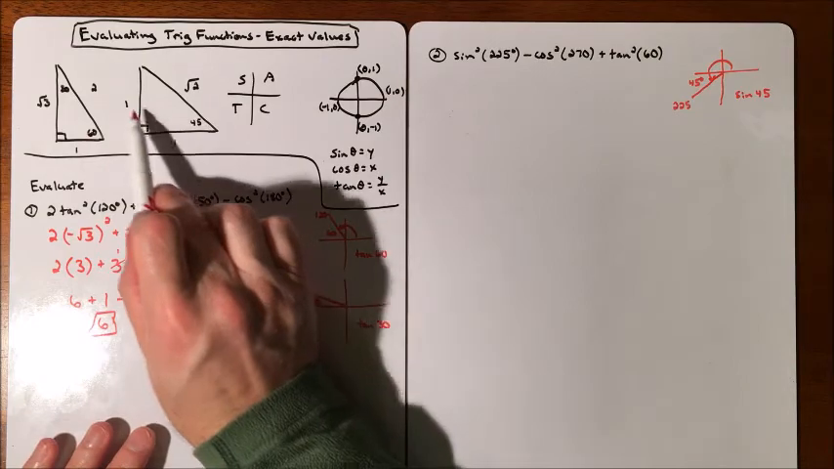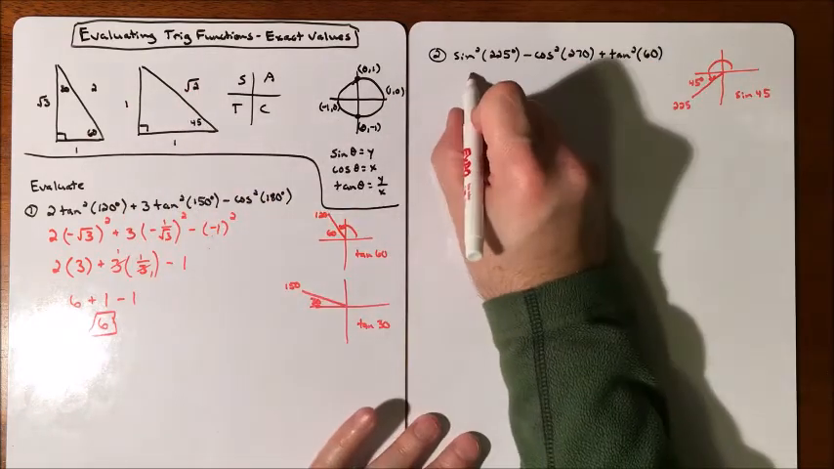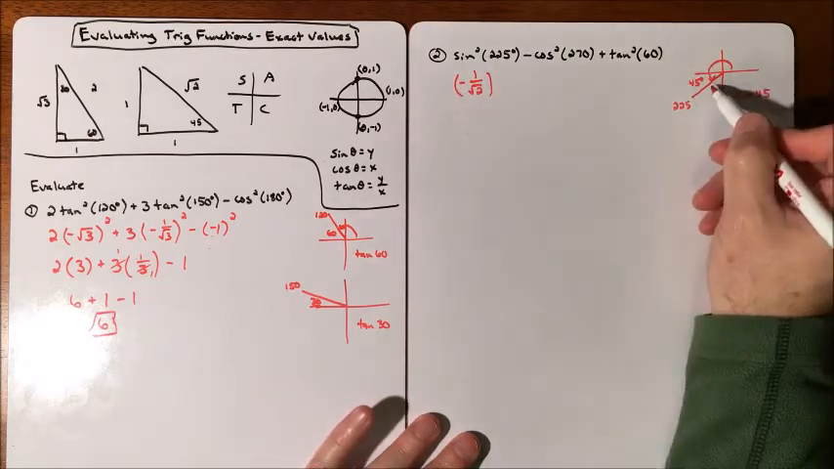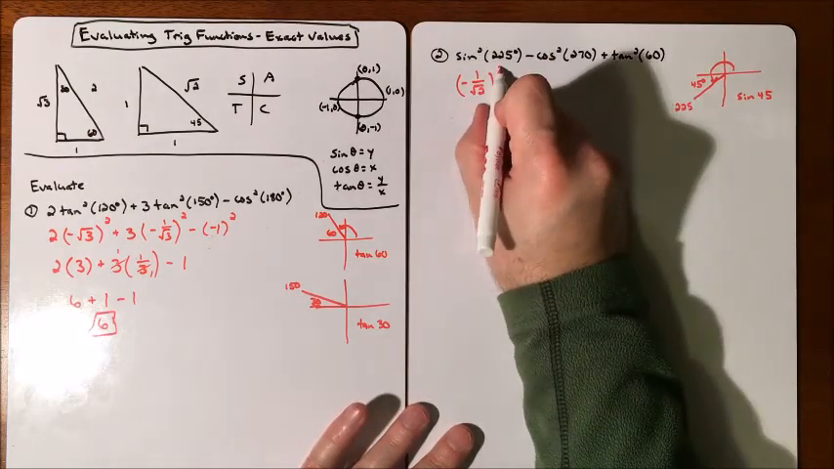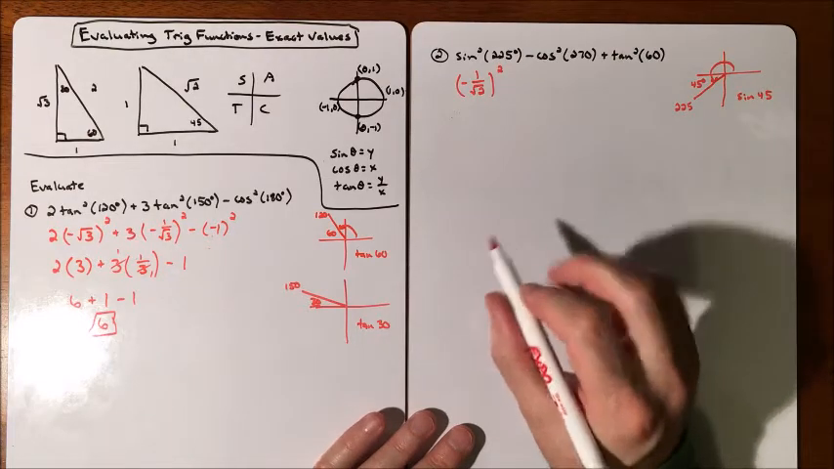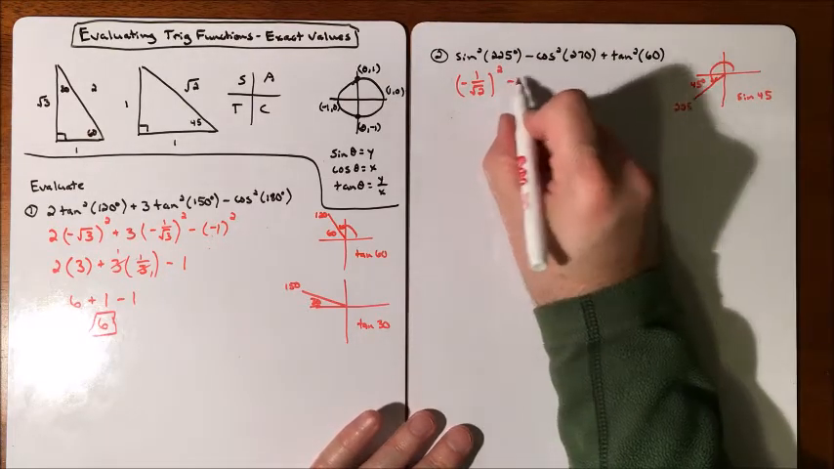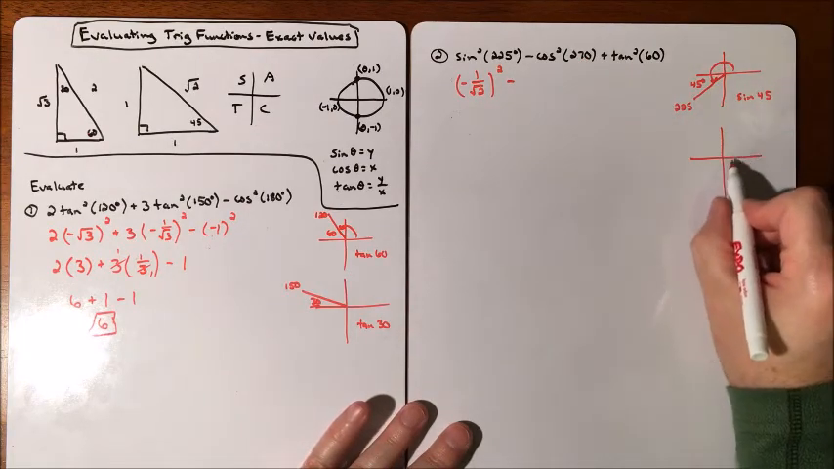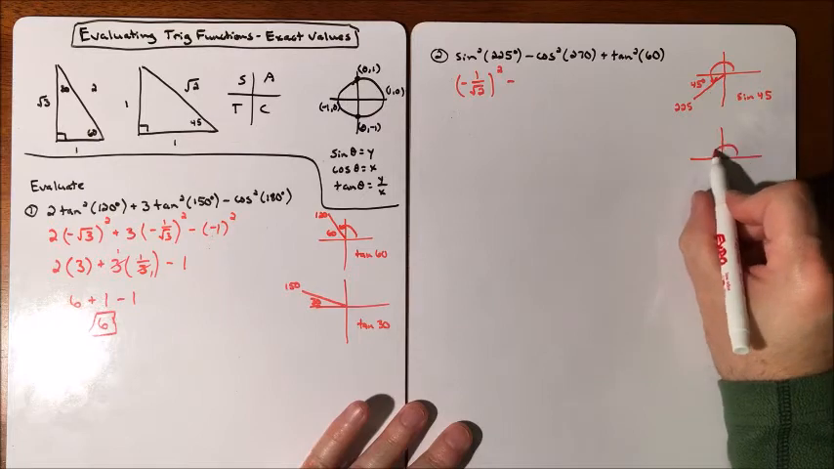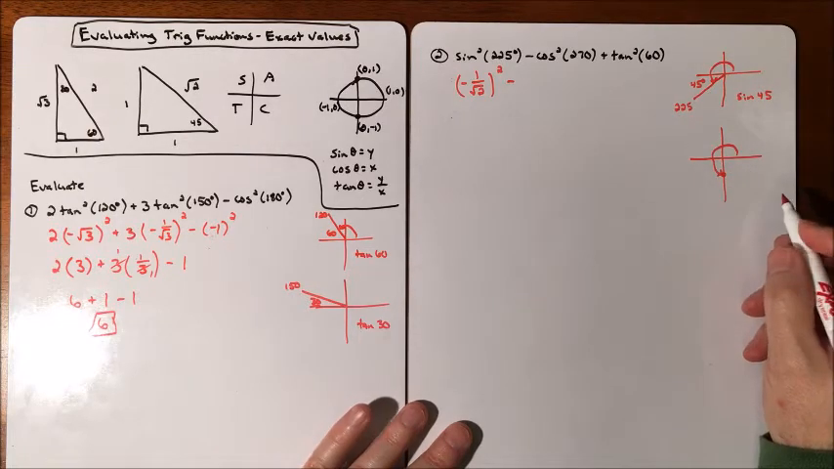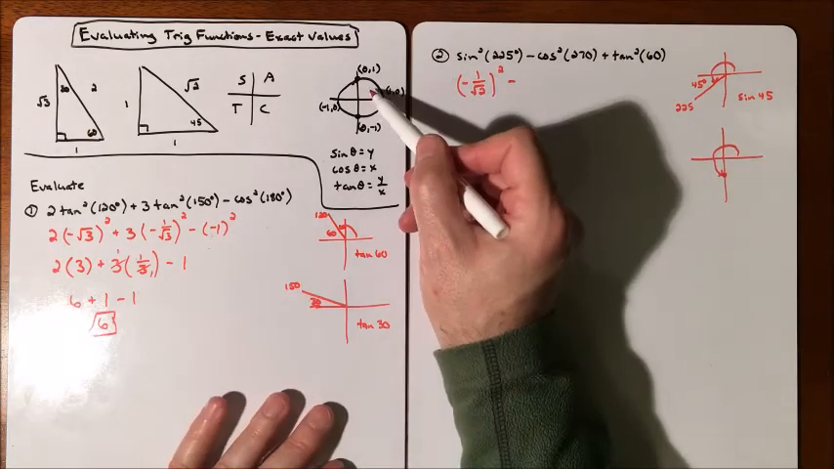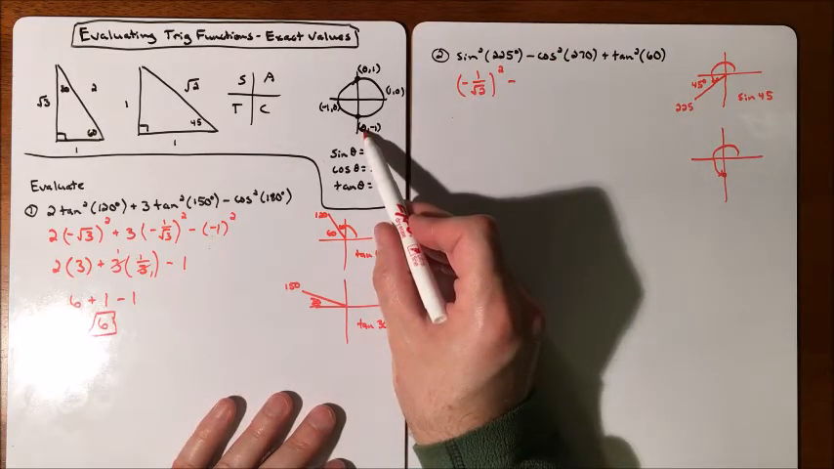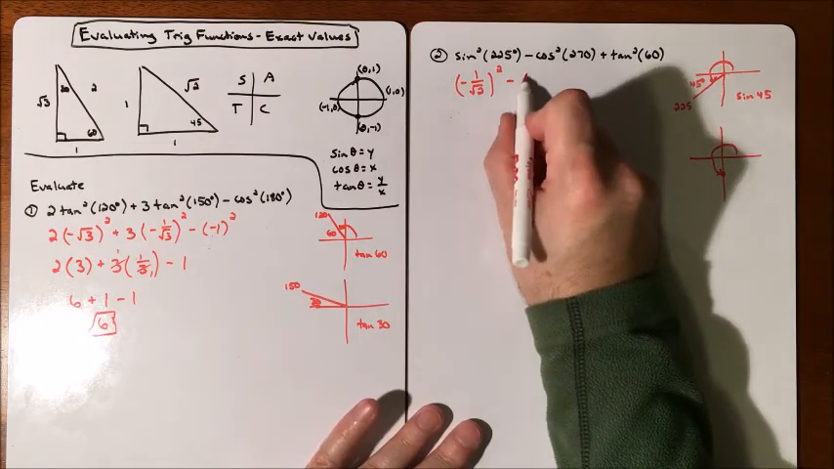So sine of 45 is 1 over root 2. It's going to be negative because it is in the third quadrant, and we're going to square it, so I'm not going to worry about rationalizing it. It'll take care of itself. And then minus cosine of 270. Cosine of 270 ends up right here. So it's not a triangle, it ends up being a point. So cosine is an x value, the x value of 270 is 0.